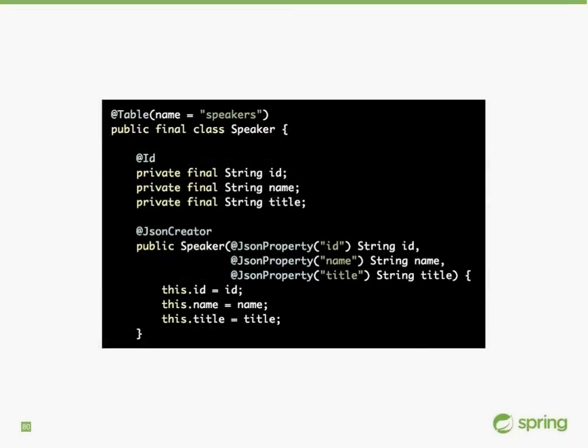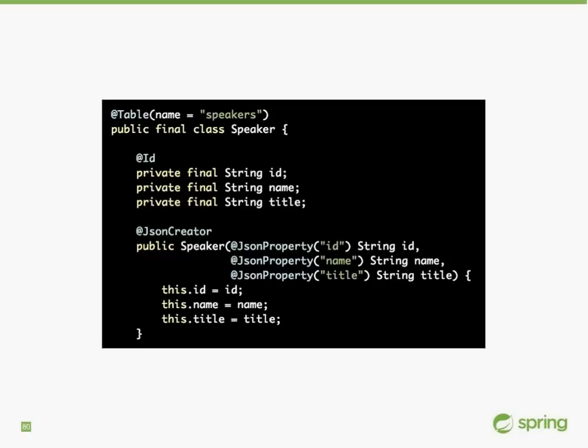Here is our immutable class that represents, in this case, a speaker at a conference. You'll notice that this immutable class is annotated with JPA annotation. So speakers will be stored in the speakers table. The ID is represented by the ID field. And so we use JPA annotations on our domain classes just like we do today. One additional point of annotation that we have to do is on the constructor itself. It's not possible in Java to actually reflect on constructor arguments.